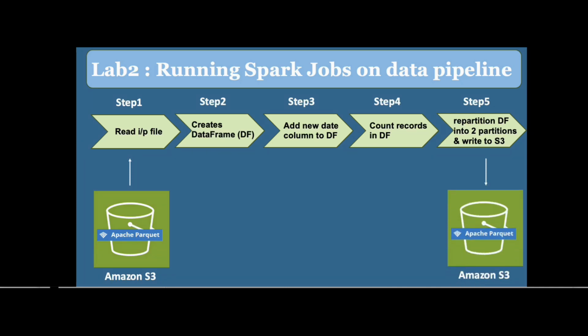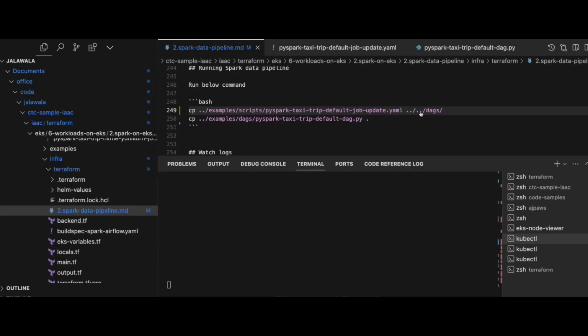So a simple transformation like this, we will showcase how to run using the DAG and Airflow. The input and output are in the Amazon S3 bucket and the format is Apache Parquet. So let's get started. In this lab, let us deploy a simple Spark application which is called taxi trip that we discussed earlier. And for that, first we need to copy the YAML files, which is a Spark application, and the DAG file.